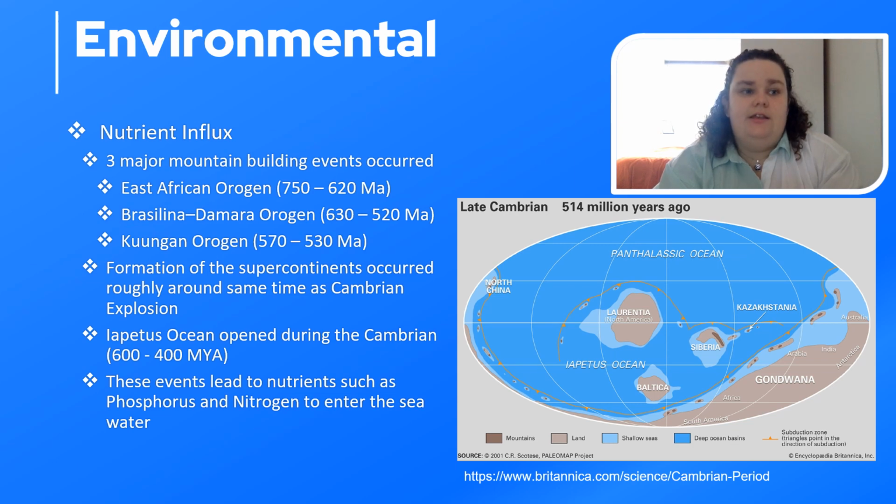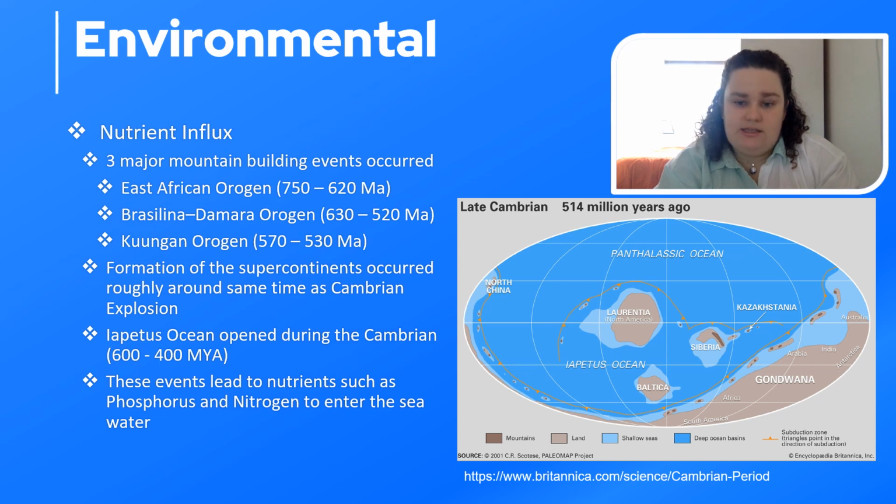So this is when the formation of the continents and oceans, as well as mountains on the continents, would have allowed for an increase of primary production, which means that these events would have led to nutrients such as phosphorus and nitrogen entering the sea. There were three major mountain building events which occurred.